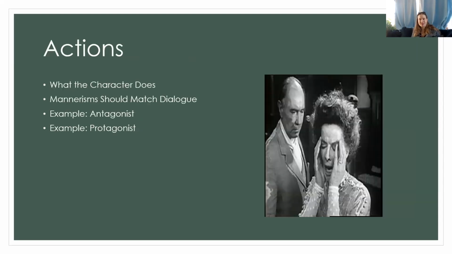The actions will also add to character development. Actions are essentially what the character does. Their mannerisms should coincide, at least partially, with the type and form of their dialogue. That means that an antagonist who is brutally violent in action might have coarse speech, whereas the antagonist that's sneaky will have more manipulative rhetoric to get others to do his bidding.